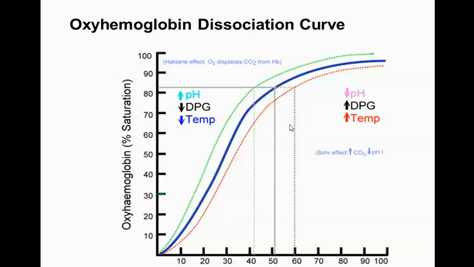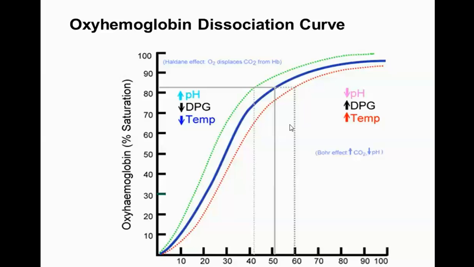Okay? Here, 60. We shift to the right. What does that mean? That we need more PO2, more pressure of oxygen, to load the same amount of hemoglobin. That means the affinity of hemoglobin to oxygen is lower. Okay? So this is during loading.